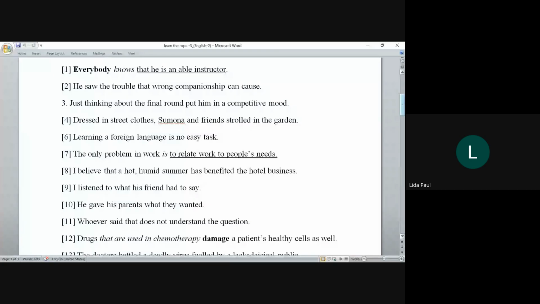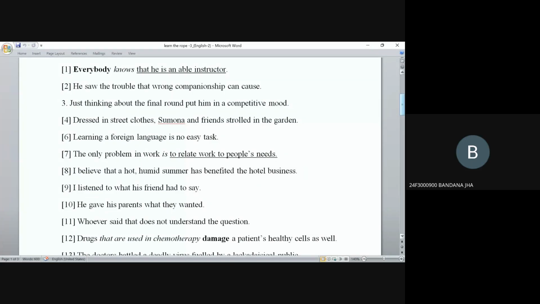So is no easy task. The verb plus whatever follows it is your predicate. So "is no easy task" is your predicate. So what is "learning a foreign language" then? Subject. That's a subject. So learning a foreign language is no easy task. What is not an easy task? Learning a foreign language.